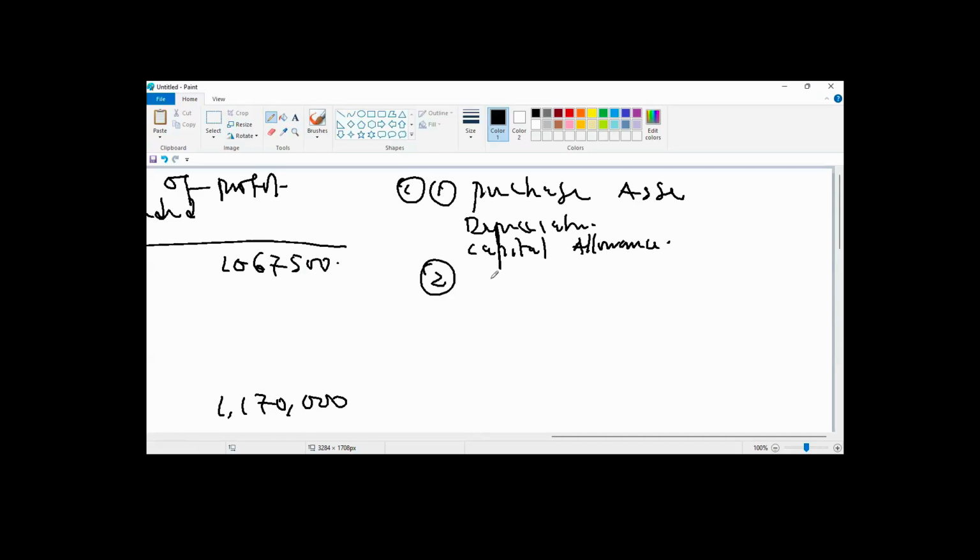Second one, they can give you depreciation and capital allowance to interpret. Okay. This is the second one. I've done that as well, which we are going to interpret.